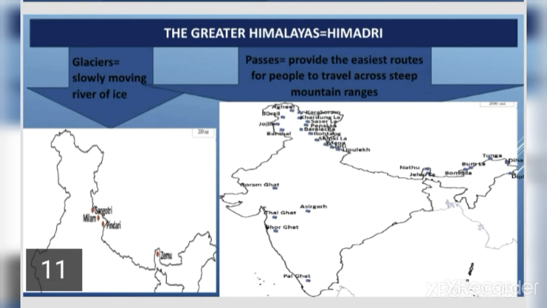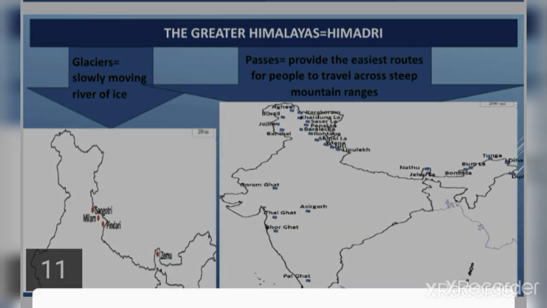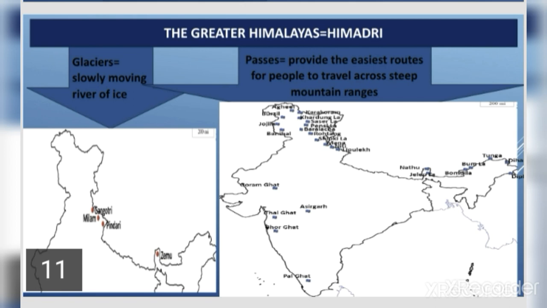Let's know the glaciers of the Greater Himalayas. First of all, we know the meaning of glaciers. Glaciers means slowly moving rivers of ice. That is known as glaciers. The important glaciers are here, Gangotri. You can find it here. And Yamunotri glaciers are the most famous.